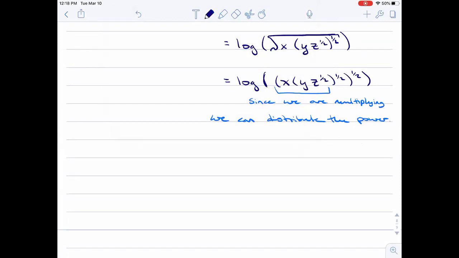Right? But before you go and distribute a power, I do want you to convince yourself that you're allowed to do it. Because if we had x plus 1 squared, that's not the same as x squared plus 1 squared. We know that's x plus 1 times x plus 1, which is going to be x squared plus 2x plus 1, so it's not going to be the same. But if we have x times 2 squared, that is x squared times 2 squared. So that's the truth. That's what I mean by distributing that power. You're allowed to do it because we're multiplying.